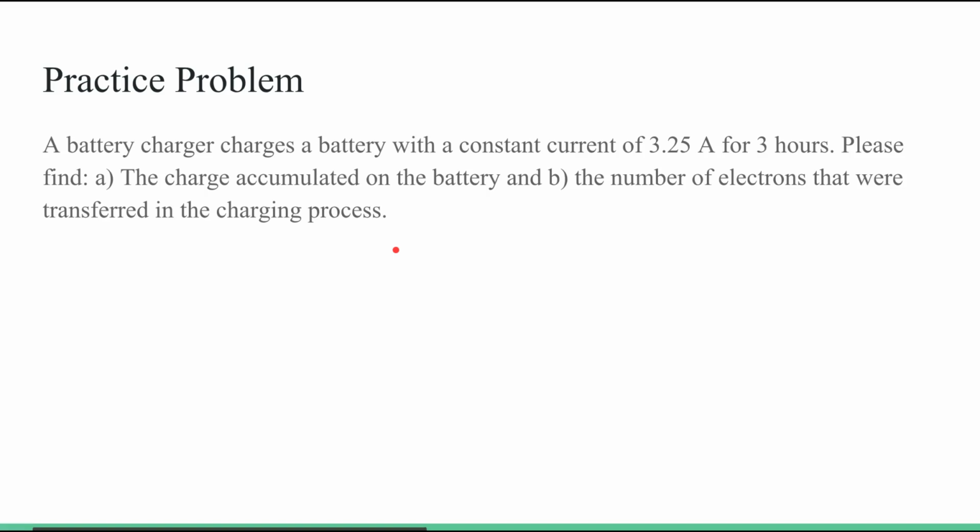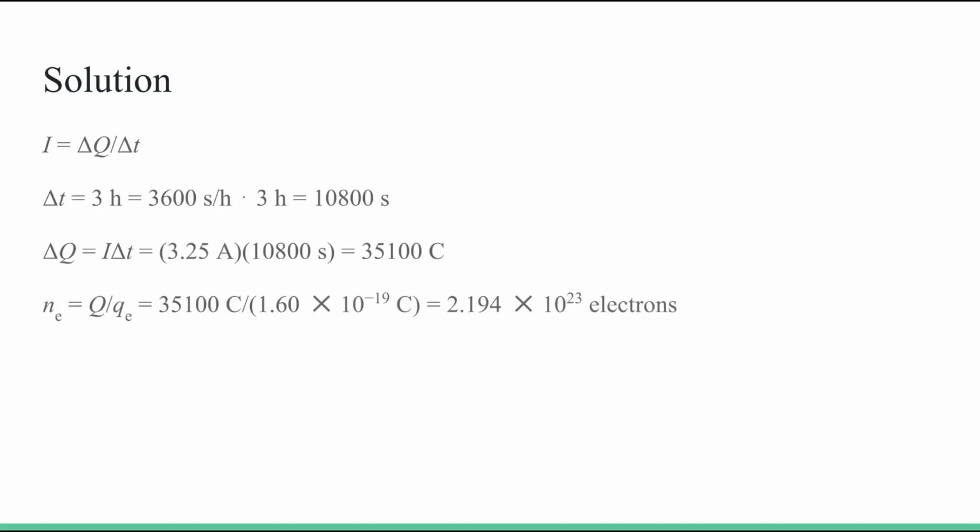Here's a practice problem, just a quick one. A battery charger charges a battery with a constant current of 3.25 amperes for 3 hours. Please find part A, the charge accumulated on the battery, and part B, the number of electrons that were transferred in the charging process. You just use I equals delta Q over delta T. We're given I, and we're given delta T. If you want to find Q, you could use this equation, but first you have to convert delta T into seconds. Seconds is the actual SI unit, not hours.